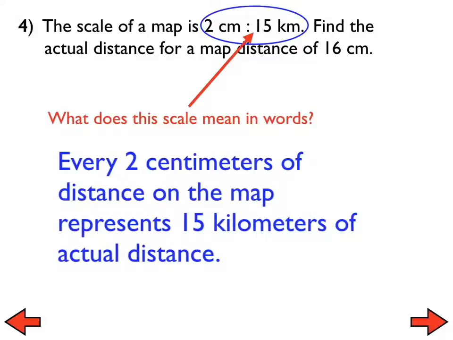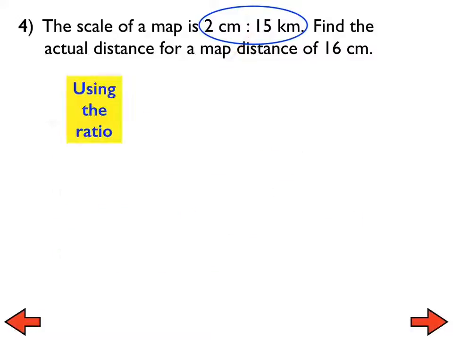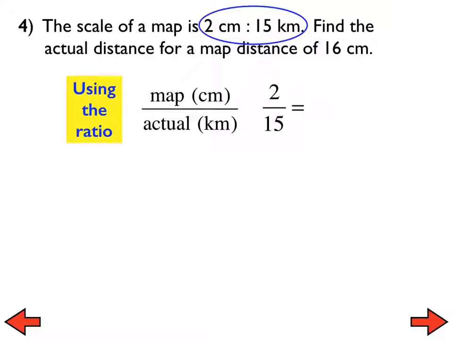Alright, let's see. The scale means that every 2 centimeters is 15 kilometers of real life distance. So I'm going to start with my ratio, which is the one they gave me. 2 over 15 equals 16 centimeters. Since it's a centimeters number, I'm putting that on the top to match the map numbers. And then the bottom would be x, obviously, because I don't know what that is yet.